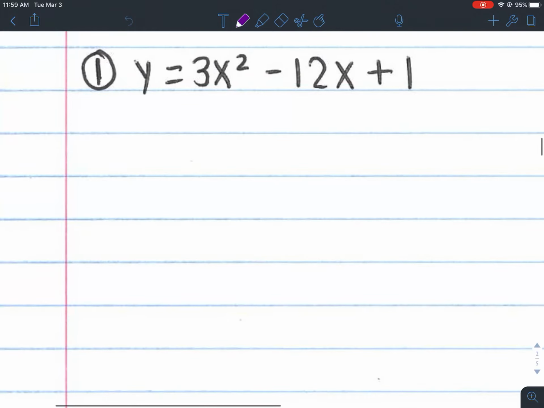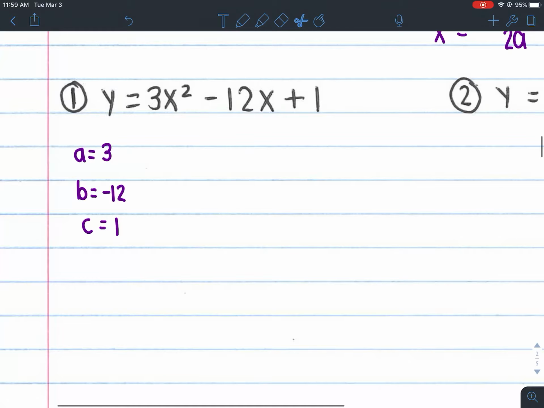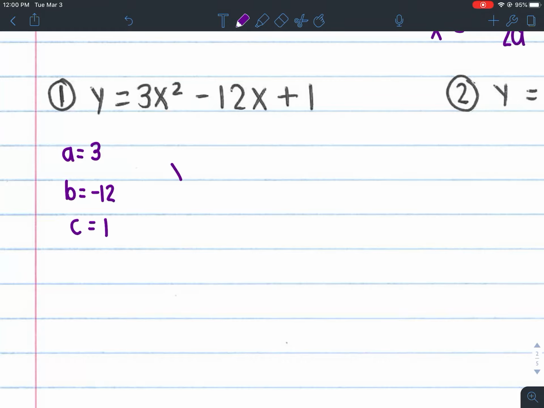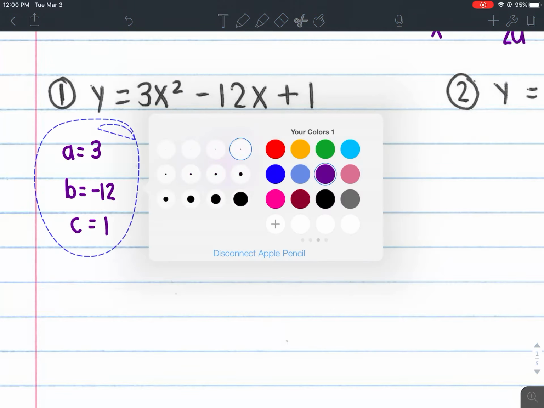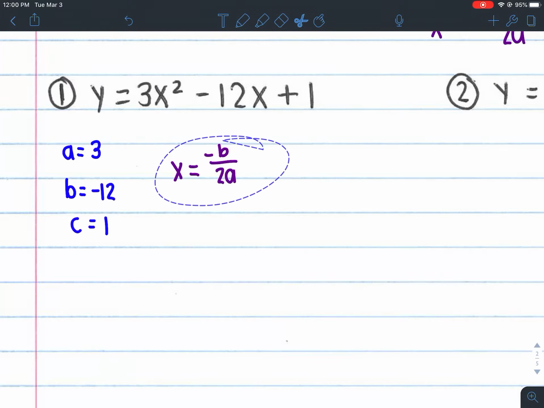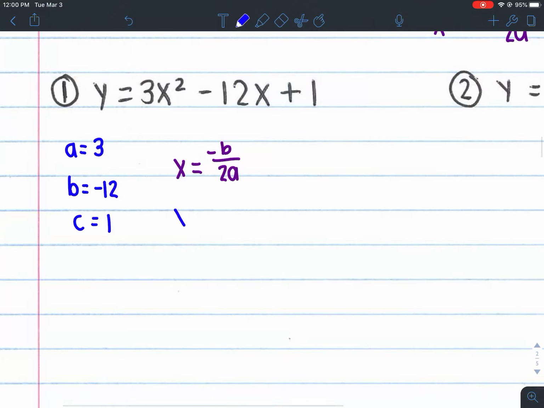So here we go. The first thing to do to use the formula is to identify A, B, and C. Your A here is 3, B here is negative 12, and C is positive 1. Now, do I need the C value? I do not. Okay, so this is my A, B, and C. All right, well, now we're going to use the formula x equals negative b divided by 2a, right? And I think I'm going to change the color of this to blue. Okay, so we're going to plug it in.